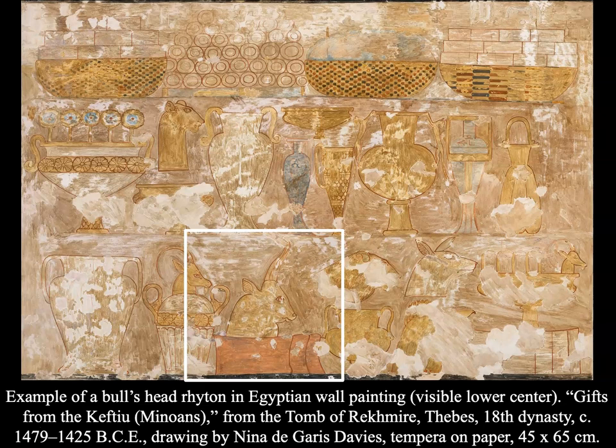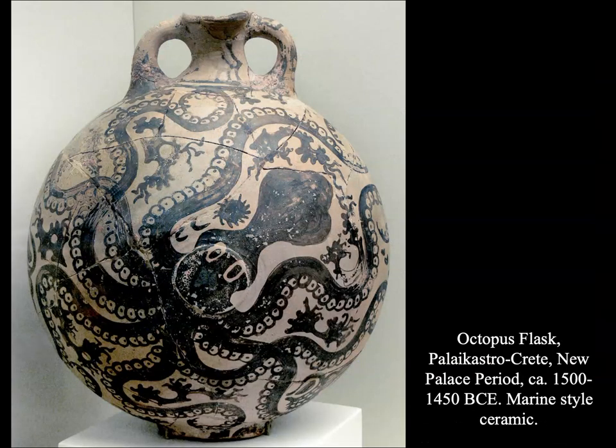And in the Egyptians, as you can see here. Other pottery featured more sea imagery, like the dolphins. This is an octopus flask here, as they call it, this large marine style imagery with the tentacles of the octopus taking up the whole pot itself, right?